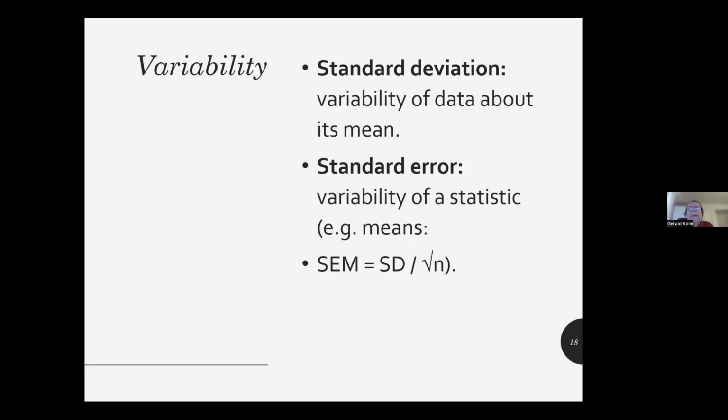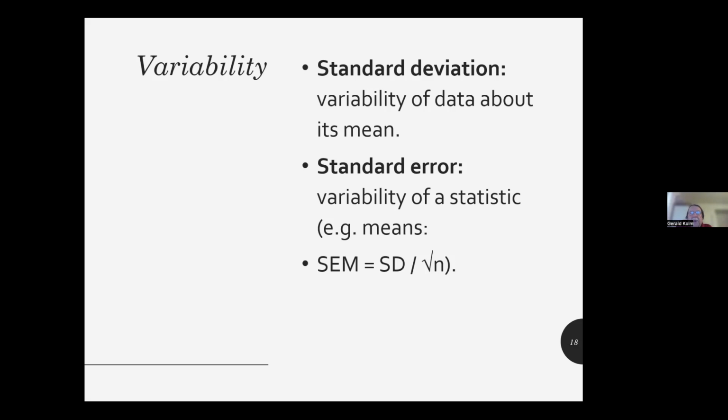So in talking about variability, we've talked about the standard deviation. And the standard deviation, as we've seen, is variability of data about its mean. When we talk about a sampling distribution, though, our standard deviation is termed standard error. And when you hear the term standard error, what we're talking about is variability of a statistic. So for example, the standard error of a mean is its standard deviation divided by the square root of its sample size.